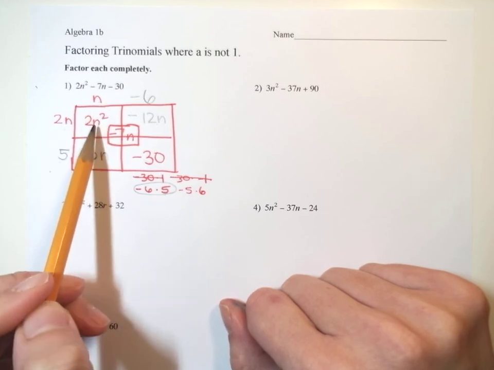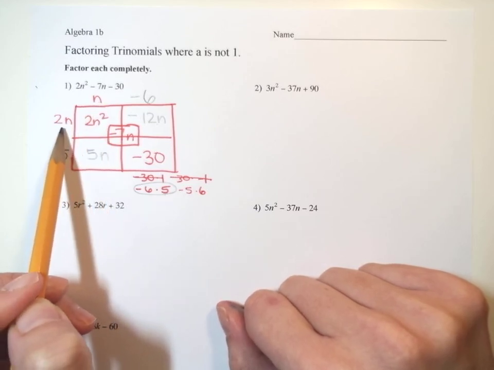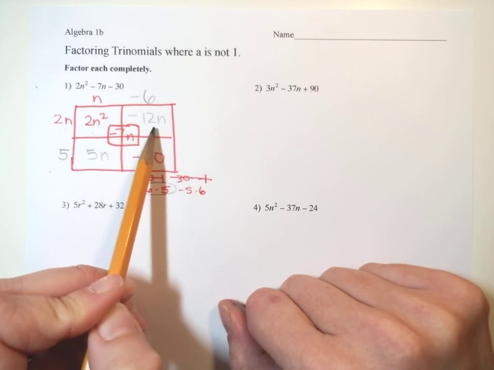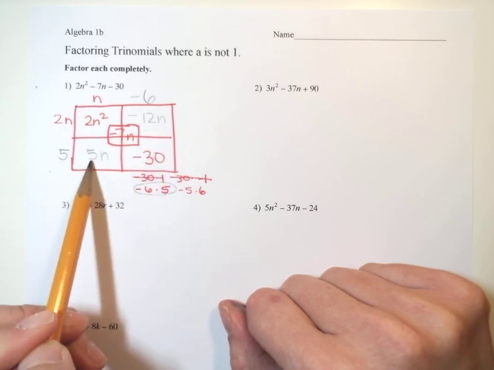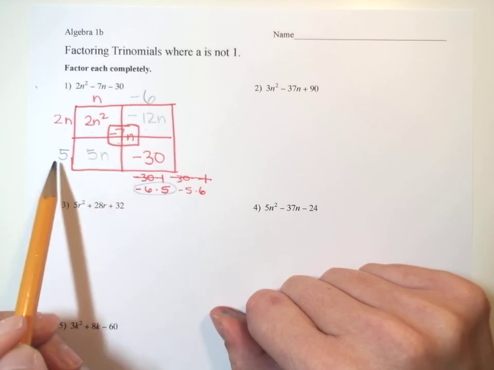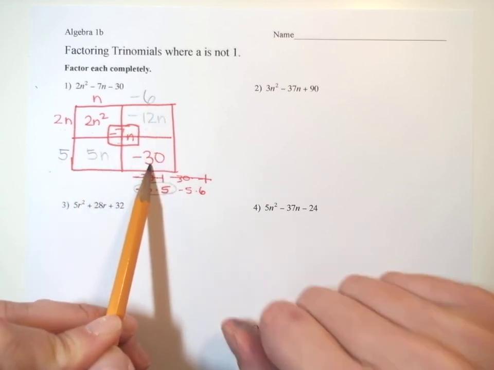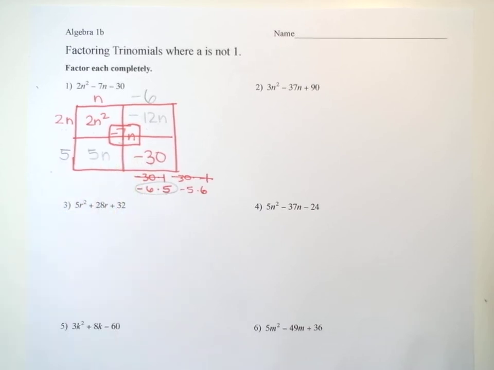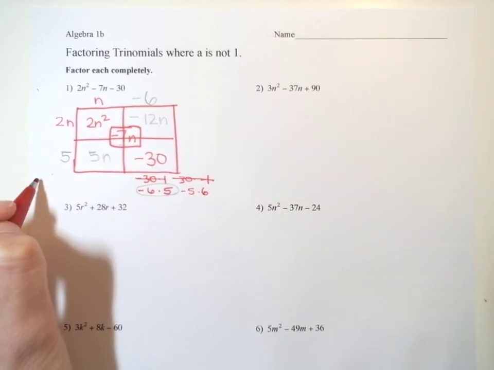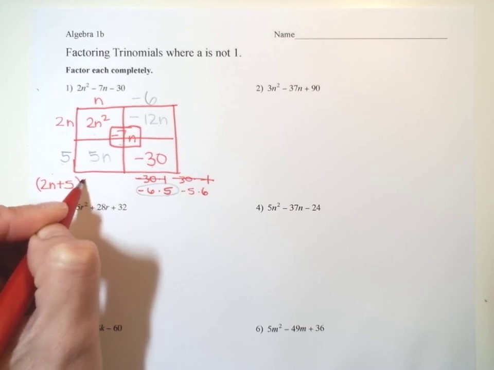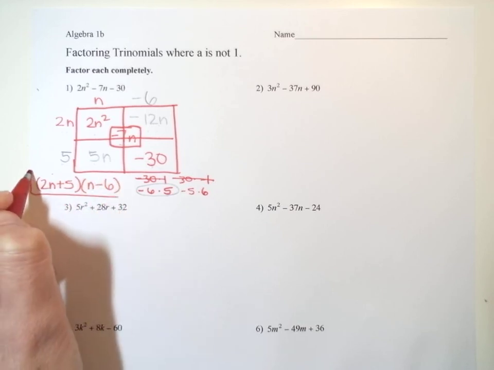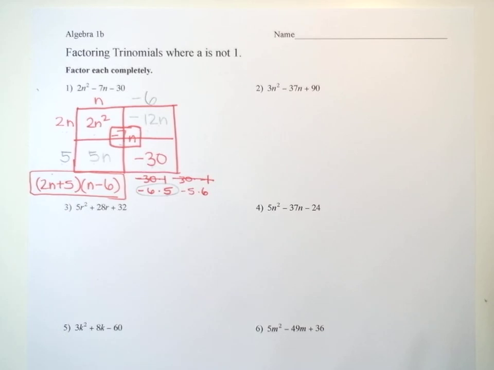Let's check. 2n times n is 2n squared, and 2n times negative 6 is negative 12n, and 5 times n is 5n, which combine to negative 7n, and 5 times negative 6 multiplies to negative 30. So we know for sure that our factors are 2n plus 5 times n minus 6. Okay, so go ahead and complete your assignment.